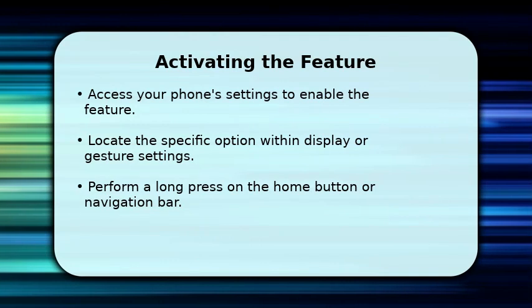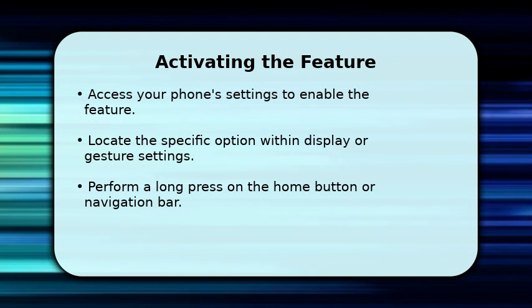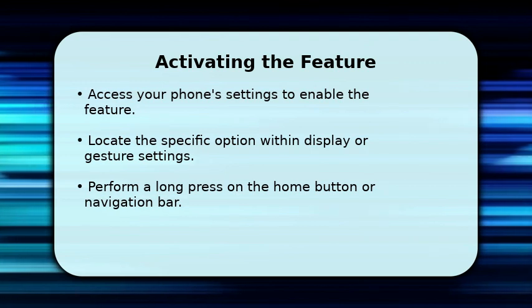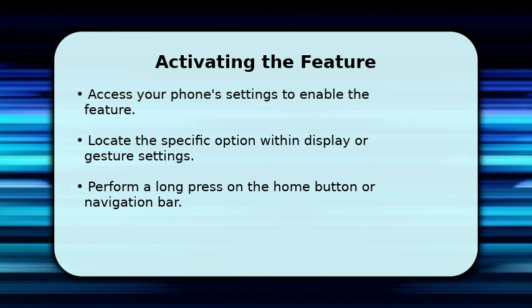To begin, navigate to your phone's settings menu. Look for options related to display, navigation bar, or gestures. Once found, enable the Circle to Search feature. Now, whenever you want to search, simply long press your home button or the navigation bar at the bottom of your screen. A visual cue will appear, indicating the feature is active and ready for your input.